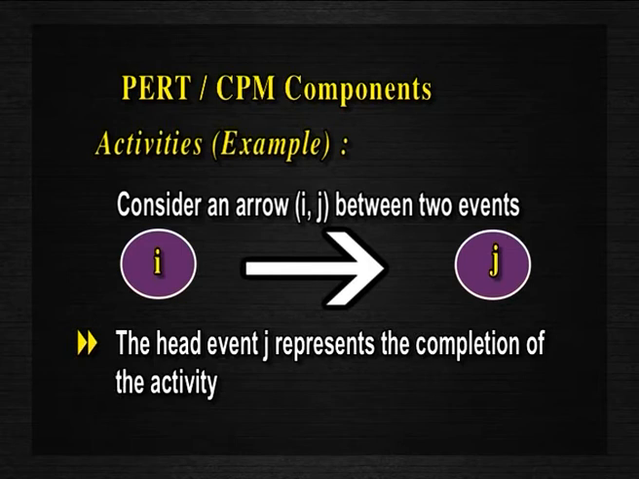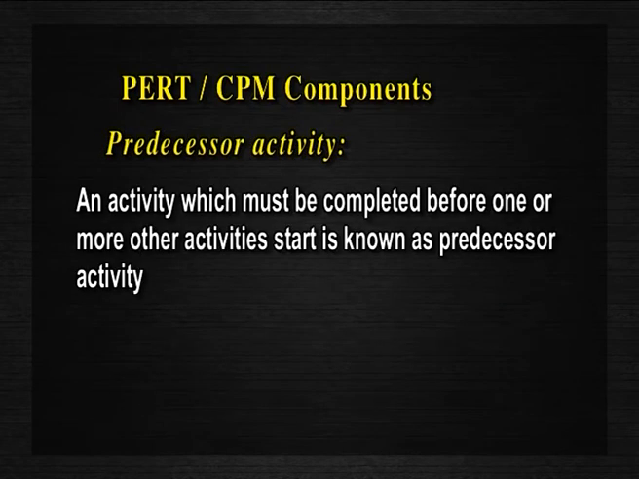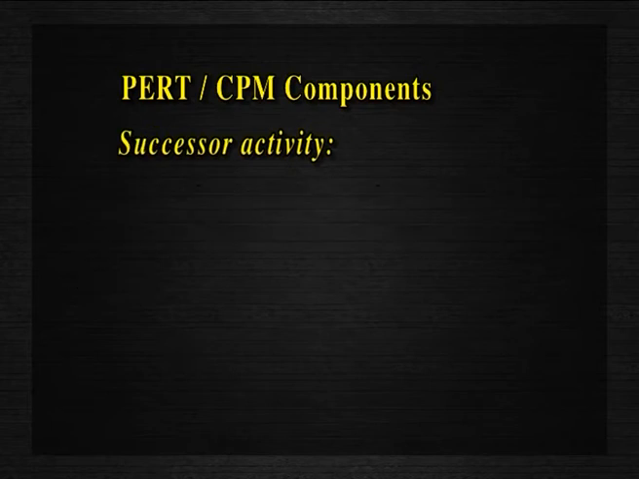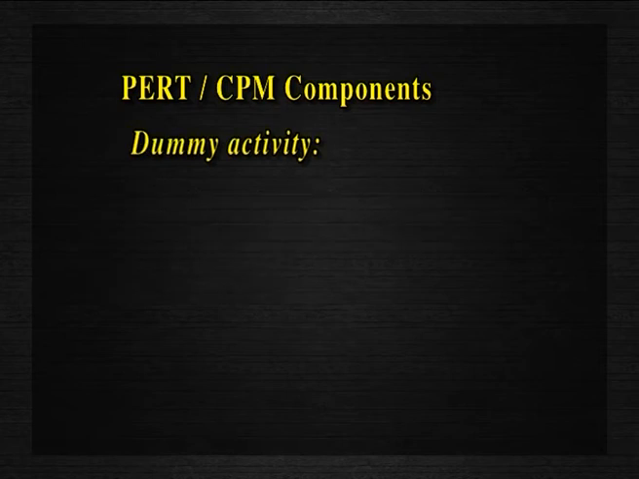The activities can be further classified into the following three categories. Predecessor activity: an activity which must be completed before one or more other activities start is known as a predecessor activity. Next is successor activity. An activity which starts immediately after one or more other activities are completed is known as a successor activity. Dummy activity.